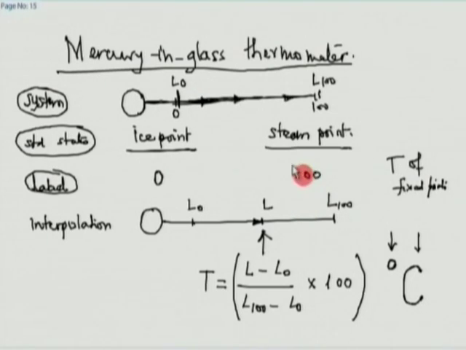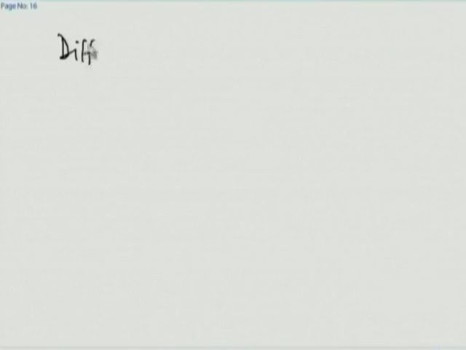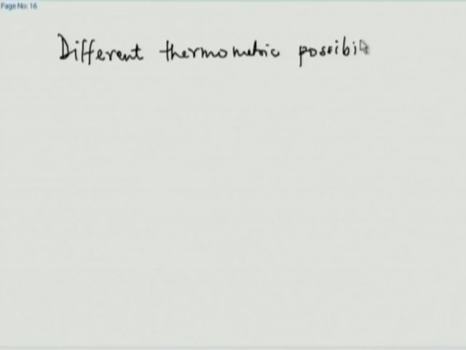The second thing is, as science grew, technology grew, we started using systems at temperatures much higher than 100 degree C, much lower than 0 degree C, and we started noticing that the mercury in glass thermometer cannot be used at temperature below something like minus 40 degree C, because mercury freezes. And you cannot go to very high temperatures because mercury starts boiling at around 350 or 360 degrees C. So, that becomes a limit. So, scientists and engineers started looking at different thermometric possibilities.